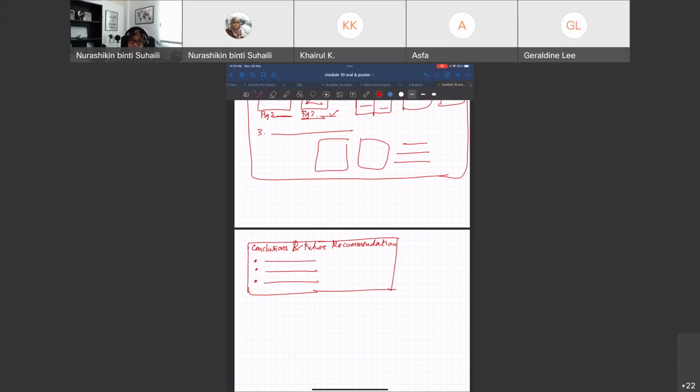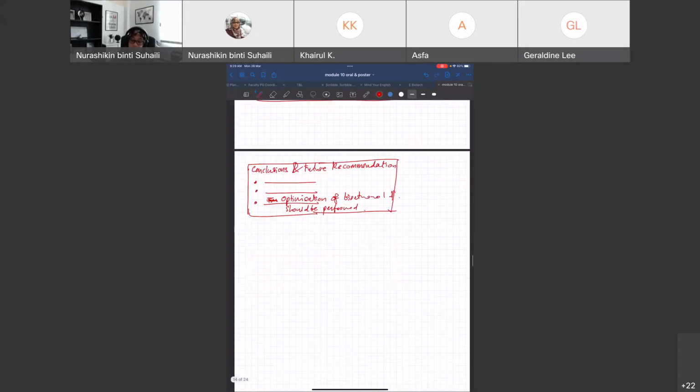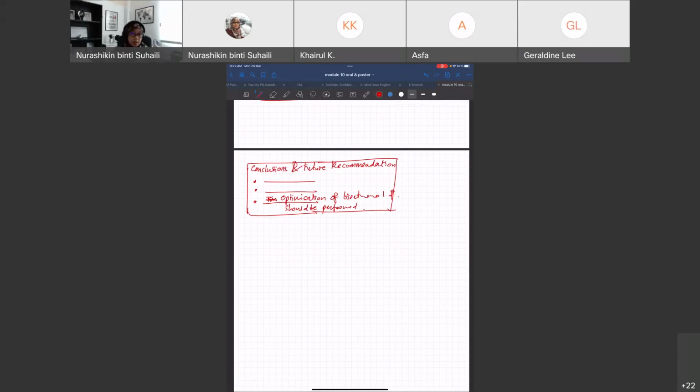This is actually important because that is the key takeaway that people get from your poster. What's the recommendation for future work? Maybe you can say improvement of optimization should be done. Optimization of bioethanol fermentation should be performed, for example. So this is recommendation for future work. Something like that. Why you have to do it in bullet form, it's much easier for people to refer to and saves space rather than writing paragraphs.